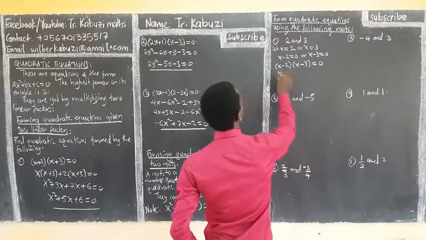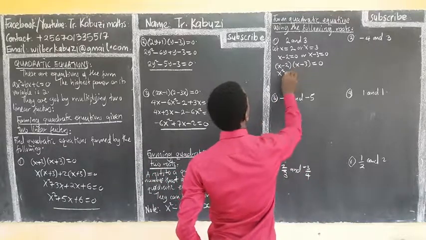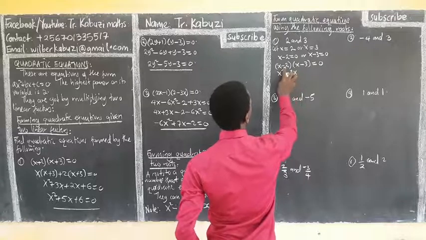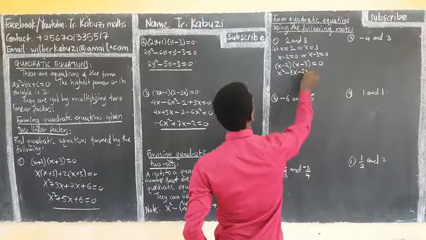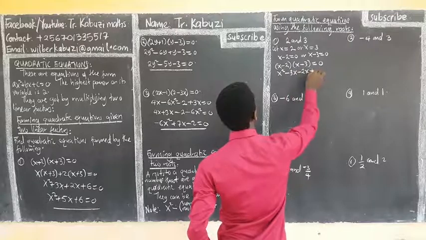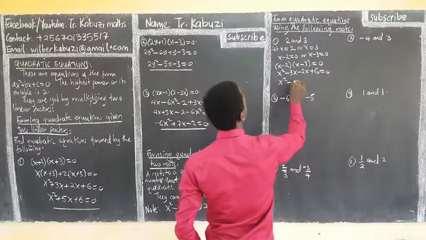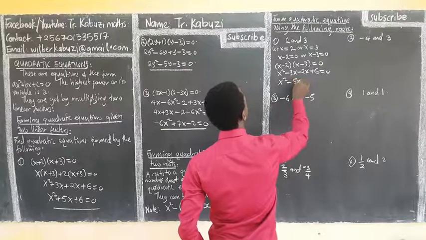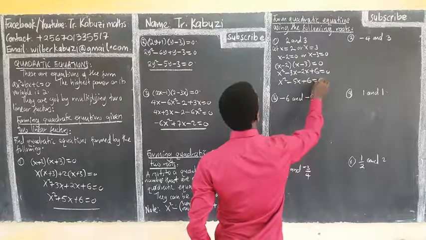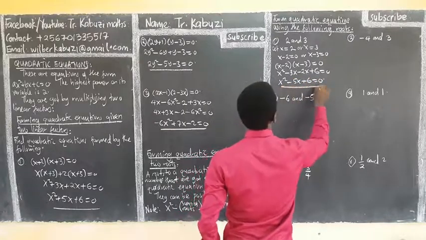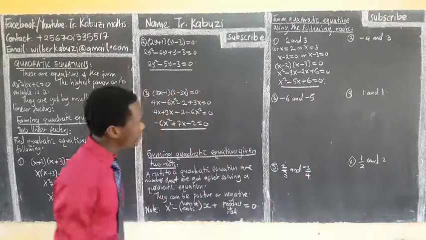This times this, we get x squared. This times this, minus 3x. Negative 2 times x, minus 2x. Negative and negative, we get positive 6 equaling 0. And this will be x squared minus 5x plus 6 equaling 0, and that will be your quadratic equation.